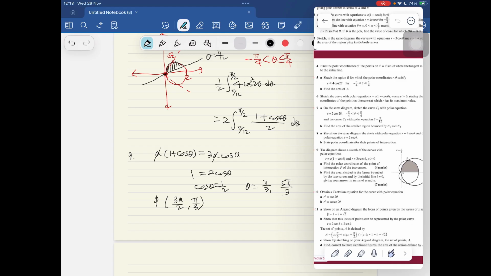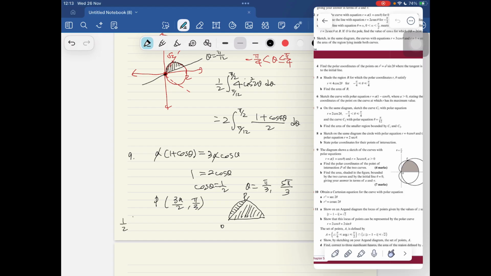Find the area shaded in the figure. Again, this is two separate parts. This one is part of the first curve, and this one is part of the second curve.